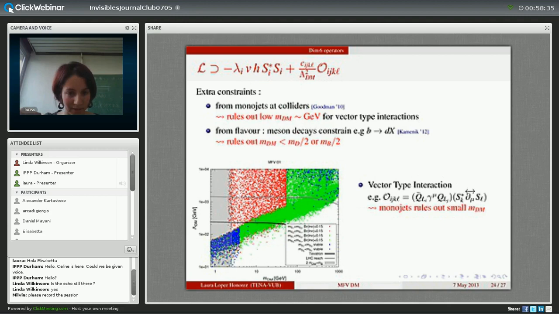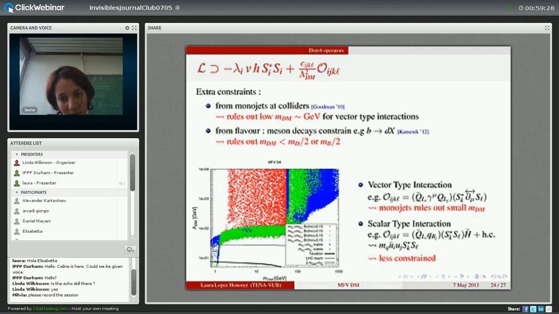So actually, typically, remember the color code we had before. The red points are excluded by constraints on the Higgs decay to invisible final states. The green points would be allowed, I mean, would give you the right relic abundance if we didn't have any constraint from indirect detection searches and direct detection searches. And the blue points are what are left. Now you see that the Tevatron constraint is completely ruling out the low dark matter mass viable points.